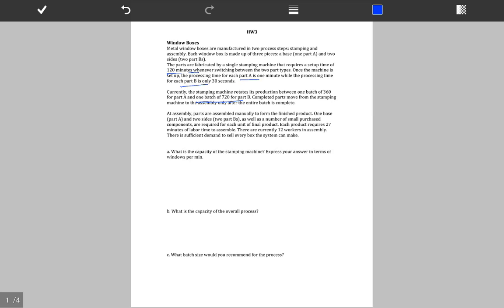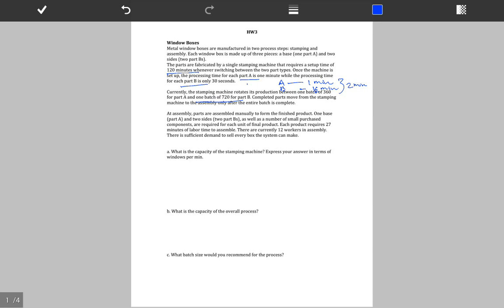It takes 1 minute to produce part A, and half a minute to produce part B, but really two part B's go into one window, so it takes 1 minute plus 2 half minutes, 2 minutes to produce one window.